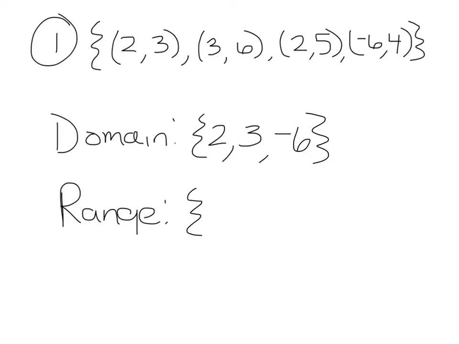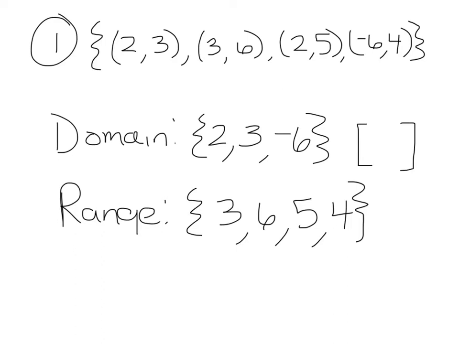All right, your range, on the other hand, is your y values, so 3, 6, 5, and 4. Now we don't need the same number of x values and y values because sometimes they may be repeated, but that's okay. The other thing is these are called brackets. You can use a bracket like this instead if you need to, but I'll try and use the squiggly line ones.